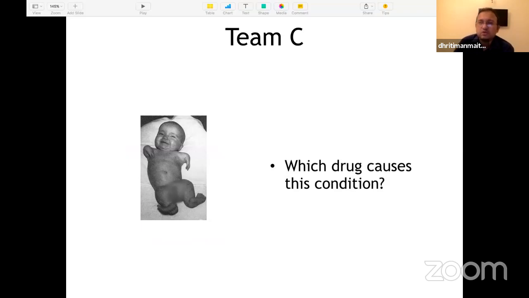So this question goes to Vaibhav. Does it go to Vaibhav? It is for the last question, sir. Did we award any marks to the last? 5. Okay, sir. Which drug causes this condition? Name one drug causing this condition. Vaibhav. Sir, thalidomide.